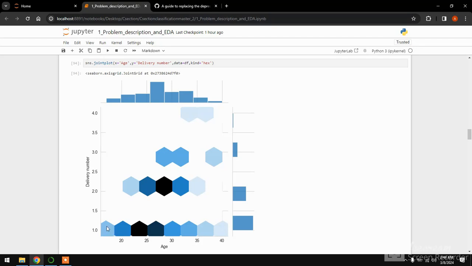All right, so now moving on. As you can see, this graph shows delivery numbers and age with vertical bars and actually horizontal bars. So these hexagon squares just present where most people lie, where there's the most number of people. In this case we are shown through these hexagon squares.